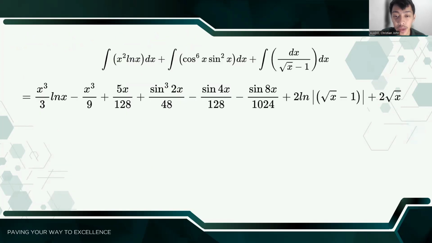And with that, we can now combine all of the terms together, giving us x cubed over 3 ln of x minus x cubed over 9 plus 5x over 128 plus sine cubed 2x over 48 minus sine 4x over 128 minus sine 8x over 1024 plus 2 ln absolute value of square root of x minus 1 plus 2 square root of x.